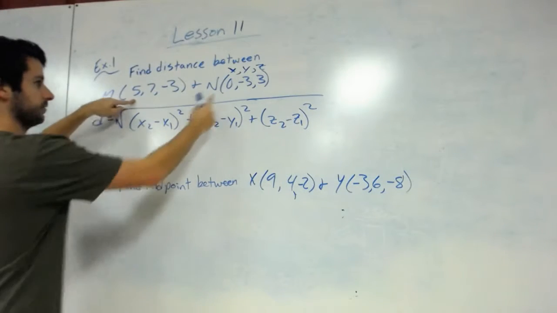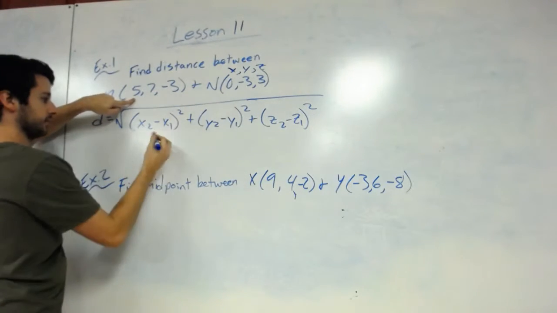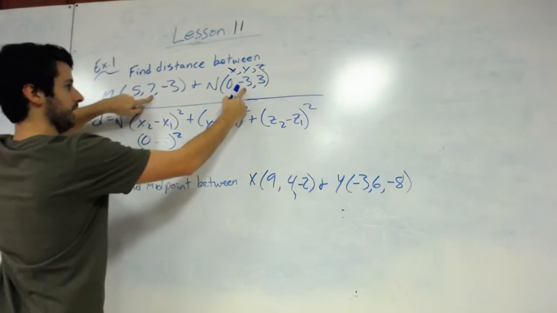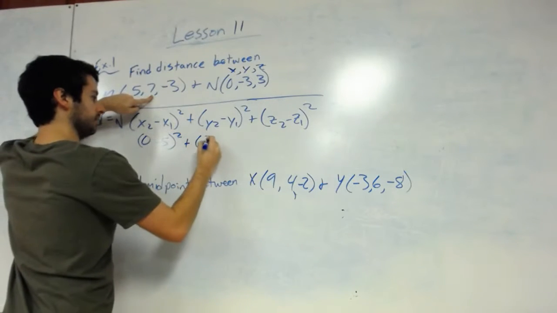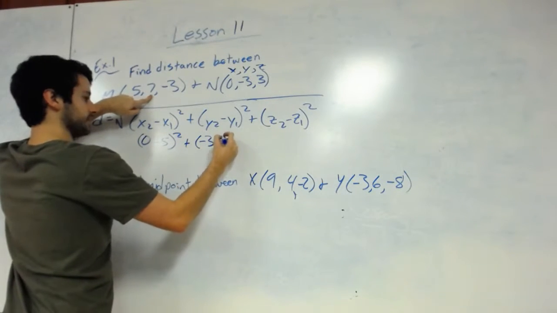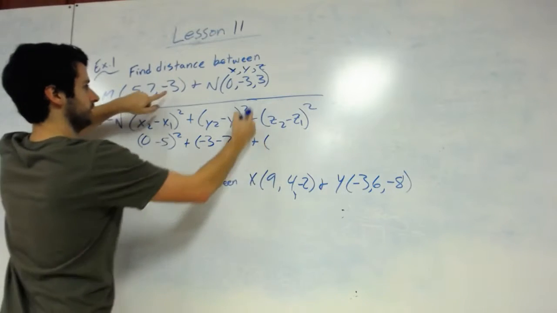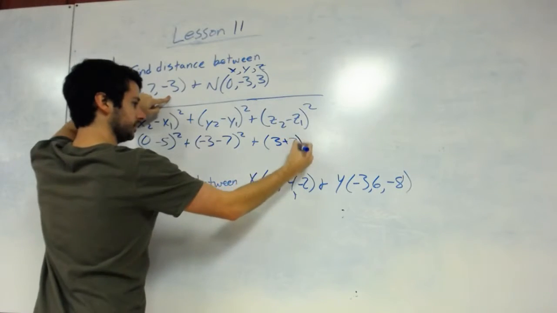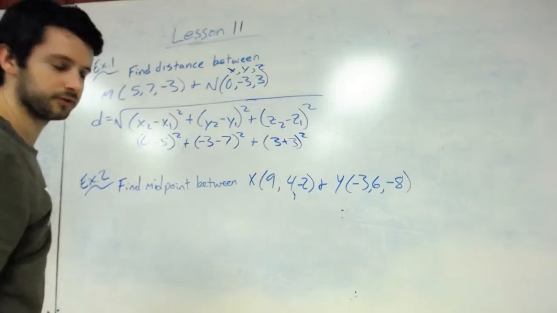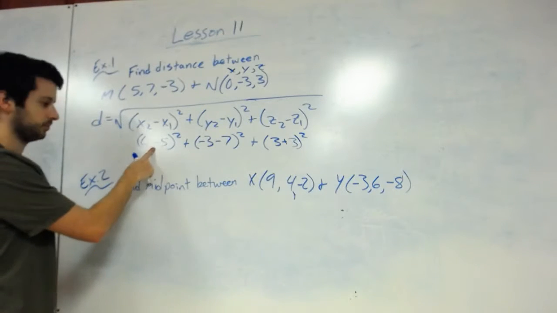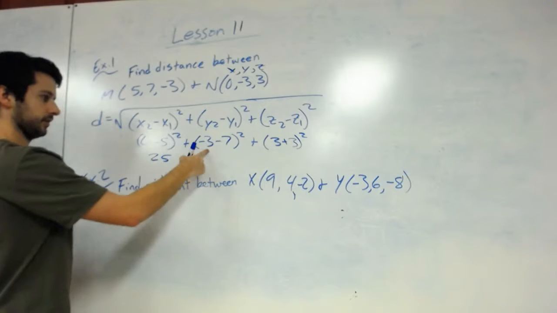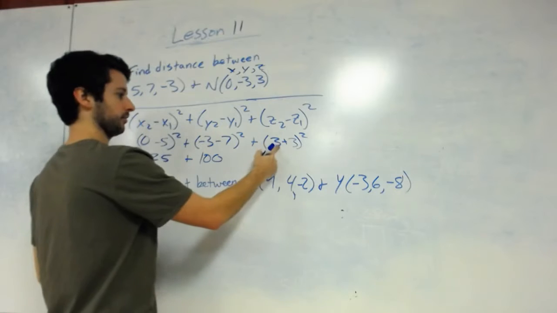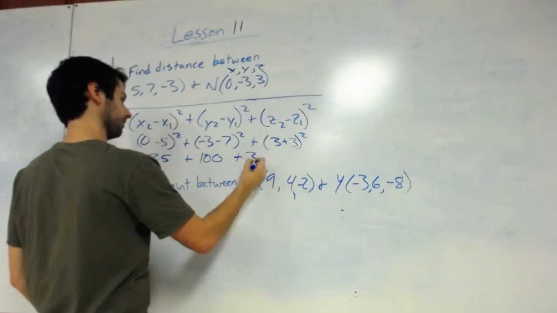So x of 1 is 5, x of 2 is 0, y of 2 is negative 3 minus y of 1, which is 7, z of 2 is 3 minus a negative 3, so that'd be a plus 3 squared. So now we solve for all these and we get negative 5 squared would be 25. Negative 3 minus 7, that'd be negative 10. Negative 10 squared would be 100. 3 plus 3 is 6, so 6 squared, 36.